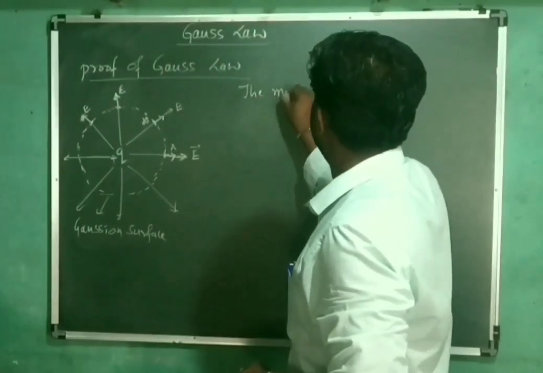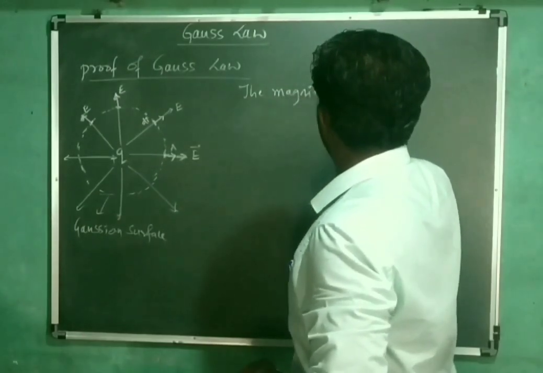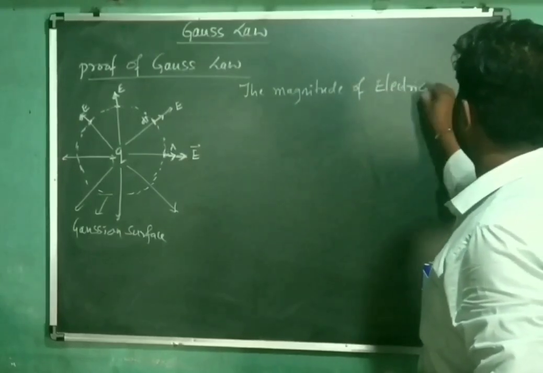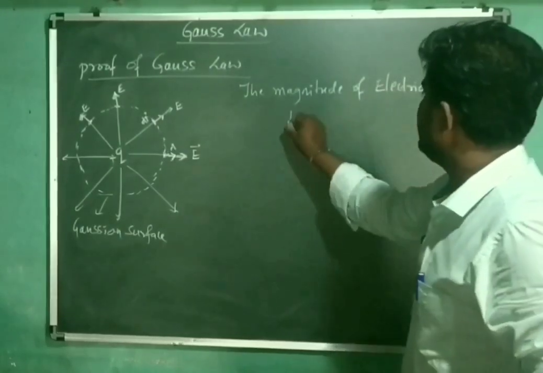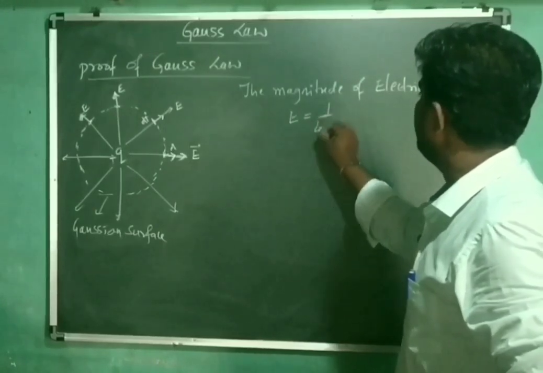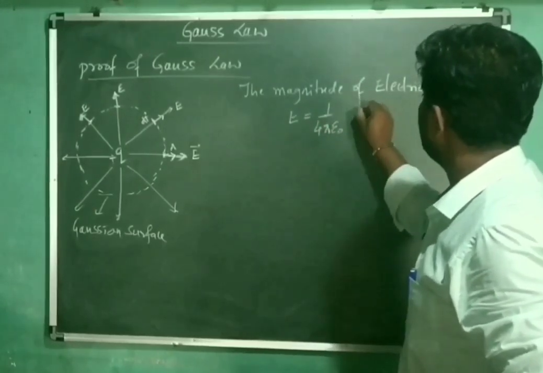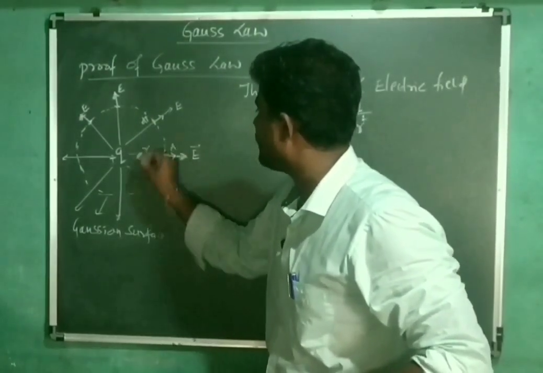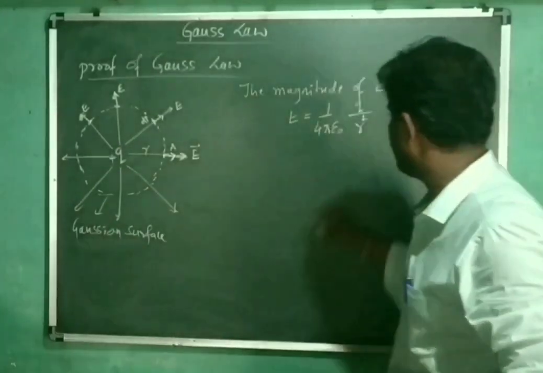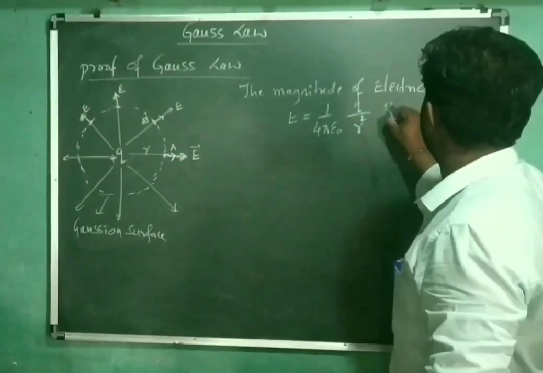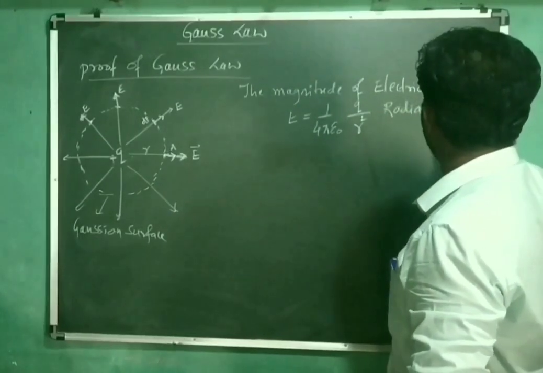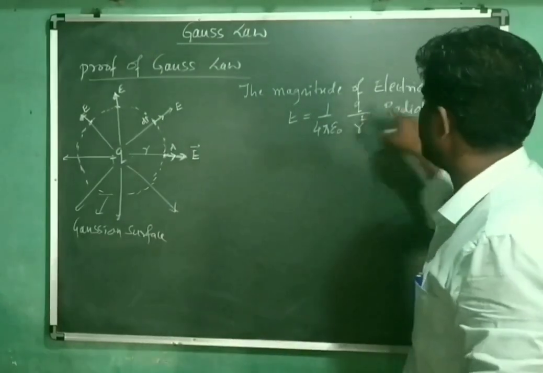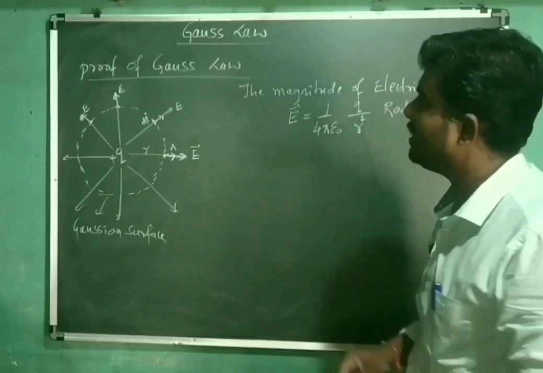And here the magnitude of electric field is given by E is equal to 1 divided by 4 pi epsilon naught Q divided by R square. If I consider this distance as R, then the R distance is constant, therefore it is R square. Since a positive charge is there, the direction of electric field is radially outward.